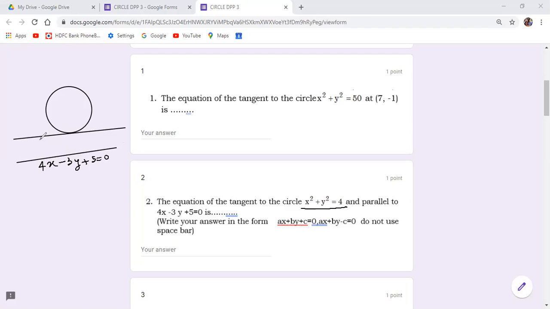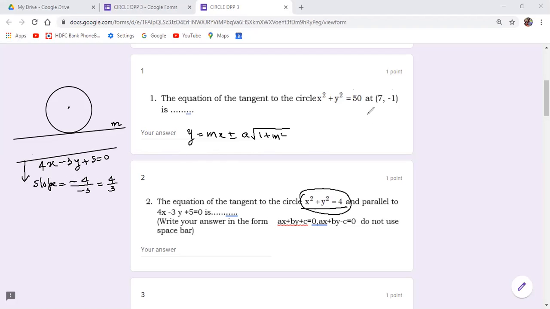If you do not know any formula, you can use perpendicular distance from the center equal to radius. If you know the formula, can anybody tell me what is the formula for the equation of tangent when slope is known to you, the formula for a standard circle? y is equal to mx plus or minus a root 1 plus m square. Correct. What is the slope of this line? Slope is minus 4 upon minus 3, so 4/3.